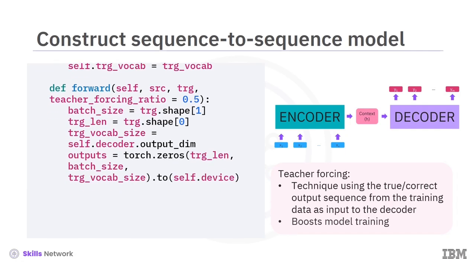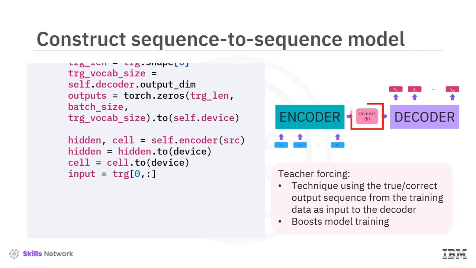Create an output tensor to hold the decoder's predictions at each step. Extract hidden and cell states from the encoder, using the encoder and SRC, and set them as initial states for the decoder. Start the decoder with the first target sequence token.